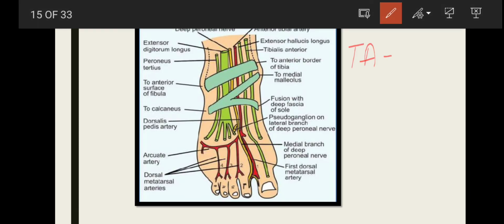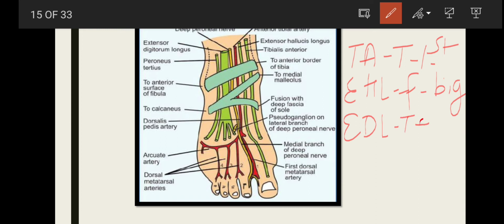Tibialis anterior originates from the tibia and goes towards the base of the first metatarsal bone. Extensor hallucis longus, from the fibula, goes towards the big toe, hallucis. Extensor digitorum longus, from the tibia plus fibula, goes as medial 4 tendons into the lateral 4 toes. Peroneus tertius is the last one, again from the fibula, the alternative of this one.